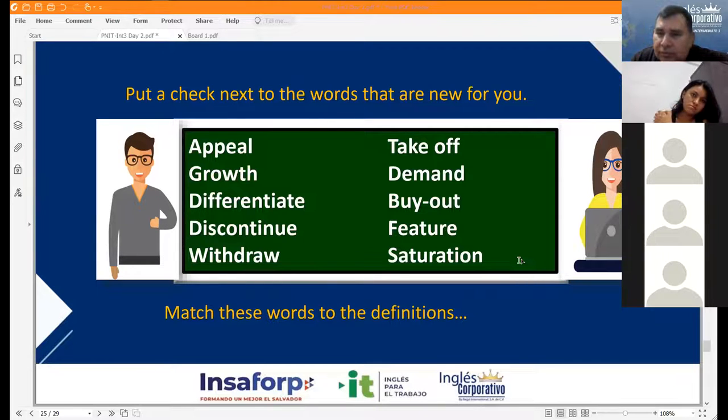Maybe too much product. Exactly. Overexposition, right? Too much product in the market that it cannot be sold. They don't sell it because it's too much. Okay, excellent. Very good. Now, my friends, tomorrow we're going to match this to the definitions, because right now we don't have time anymore.